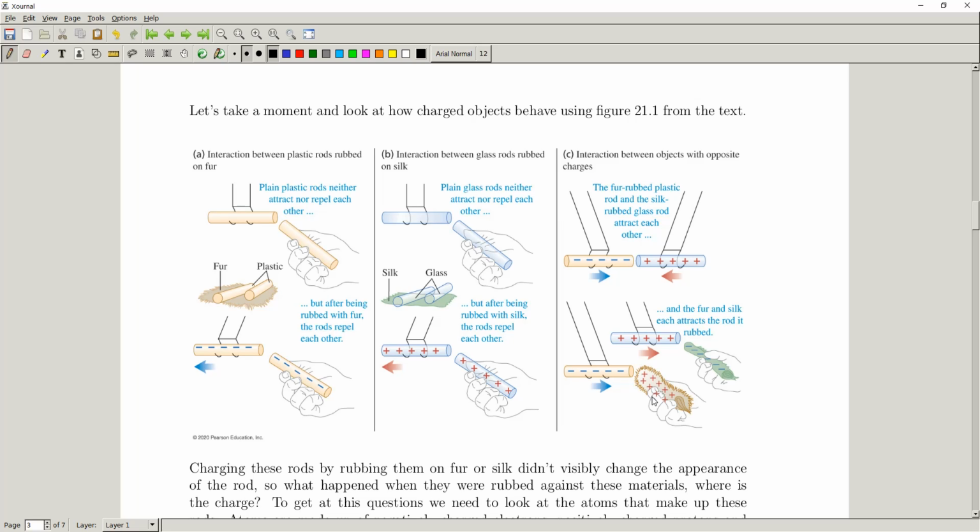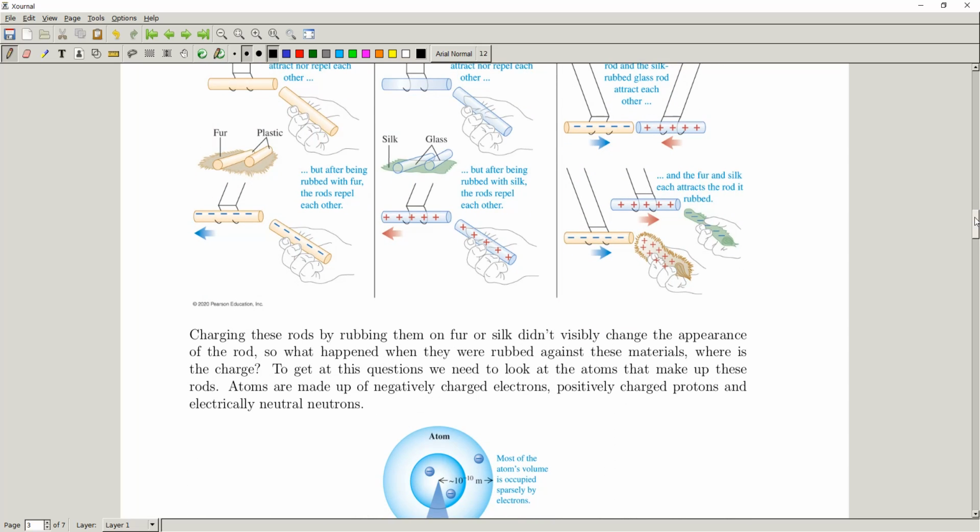Okay, so this is interesting. We could do this experiment in the lab. We could see how this works. We charge the rods by rubbing them up against things, but we don't actually see anything happening, right? The rods don't change their appearance. Nothing seems to visibly change as we rub these rods with these different materials.